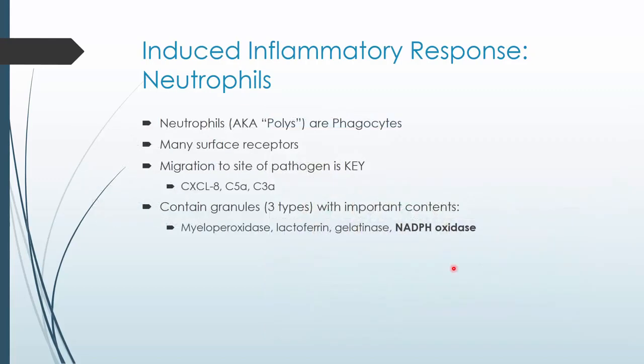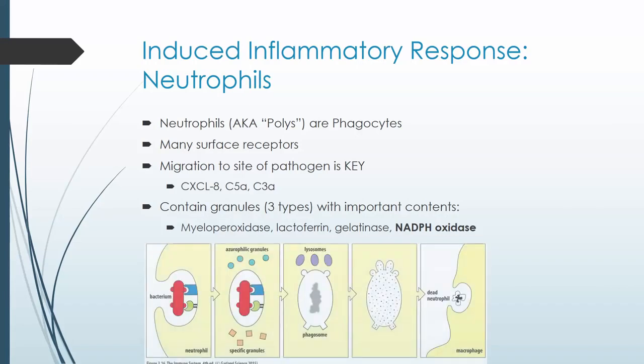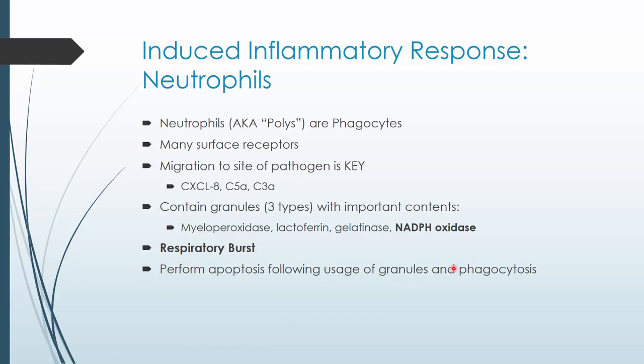Neutrophils contain 3 granules. The names of the granules aren't that important. However, the enzymes they contain are somewhat important, and you should recognize them. So they have an enzyme called myeloperoxidase, lactoferrin, gelatinase, and then the essential one you must know, and I cannot stress it enough, you must know, is NADPH oxidase. What this does is it participates in what is called the respiratory burst. So the respiratory burst is essentially the neutrophil using oxygen to make toxic reactive oxygen species that kill pathogens.